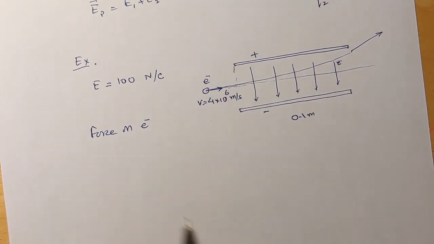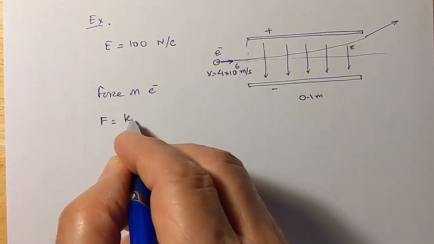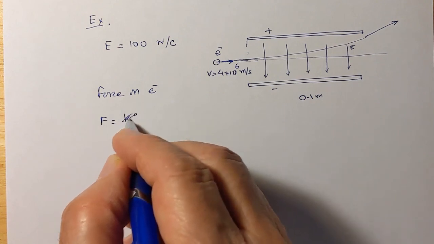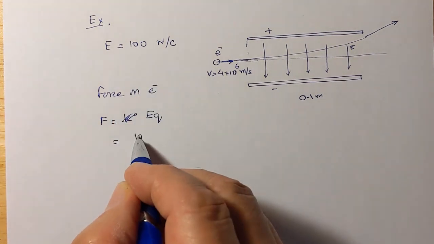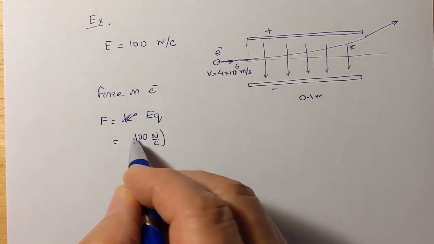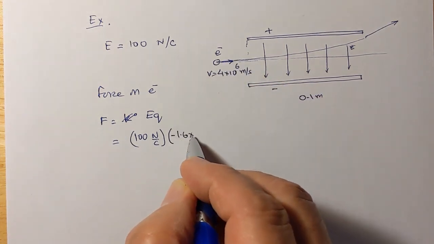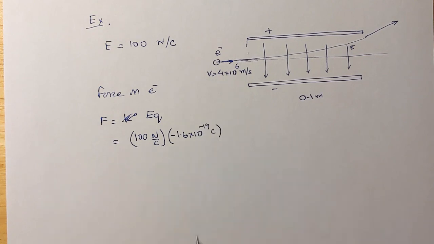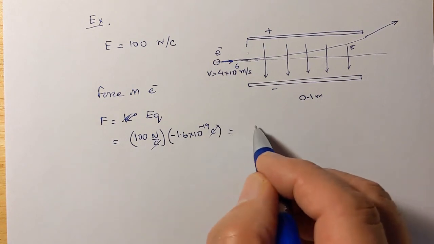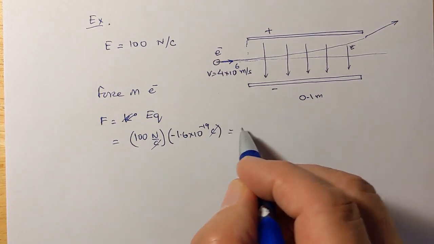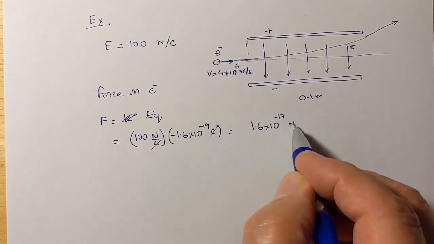Now the force is given by E times Q, where the electric field is 100 newtons per coulomb, and the charge, because it's an electron, is going to be minus 1.6 into 10 to the power minus 19 coulomb. The coulombs will cancel, and this will give us an electric force of 1.6 into 10 to the power minus 17 newtons.